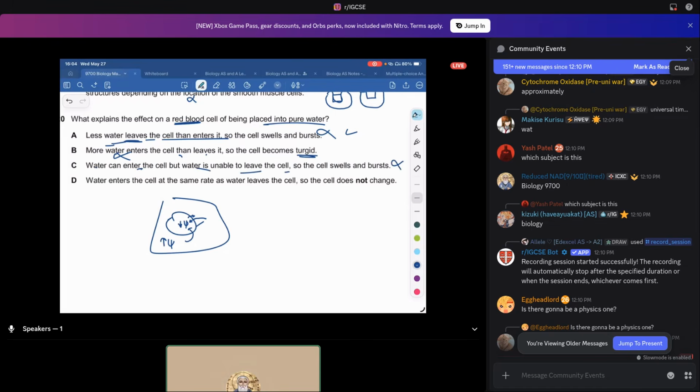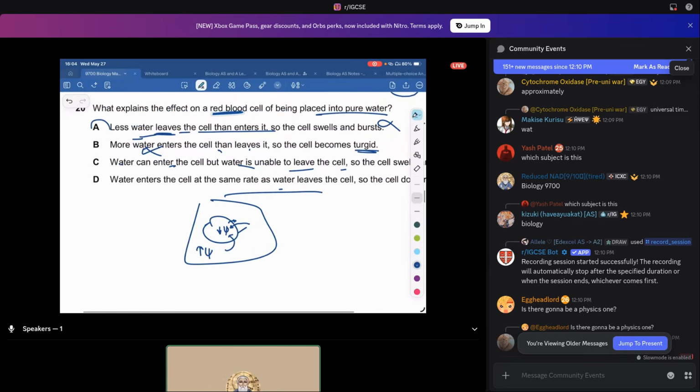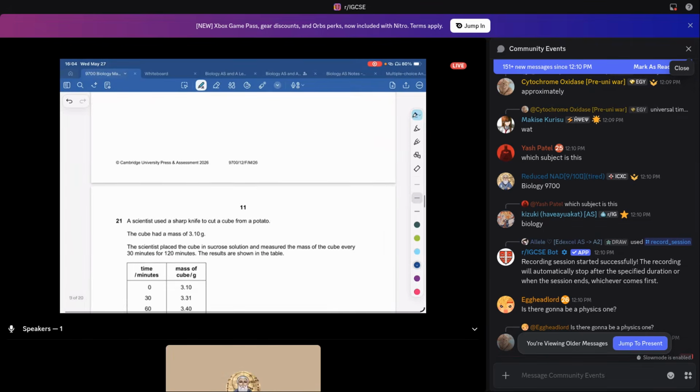Water can enter the cell, but is unable to leave it. Wrong. We said it's net. Water enters and leaves at the same rate, so the cell does not change. Obviously, that's wrong. So the answer is A.